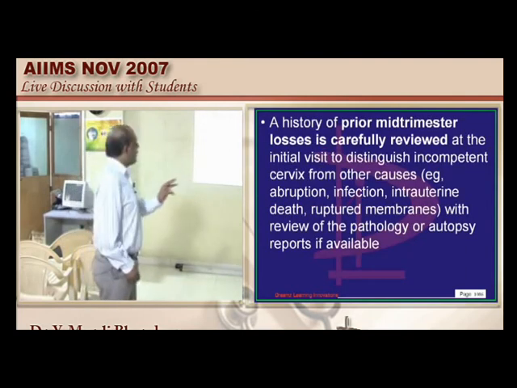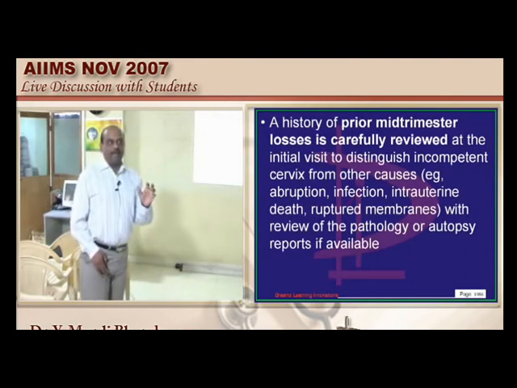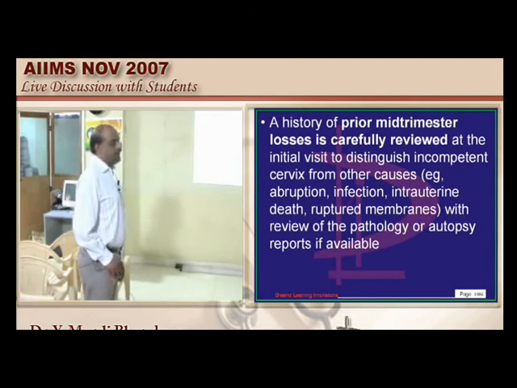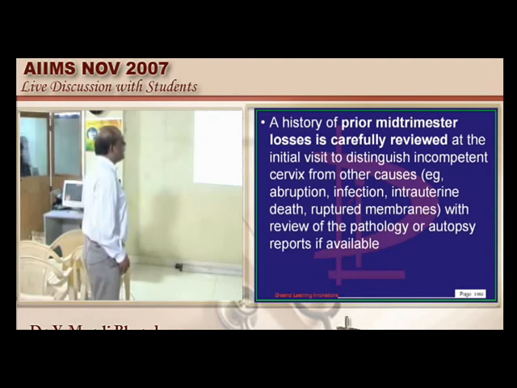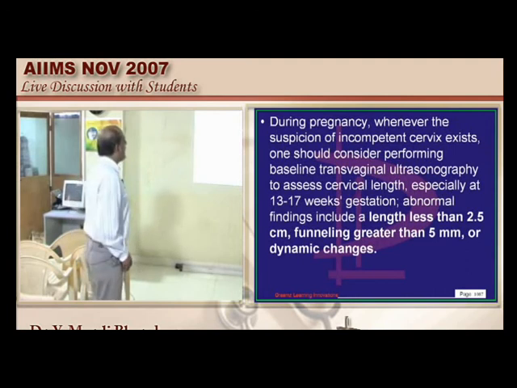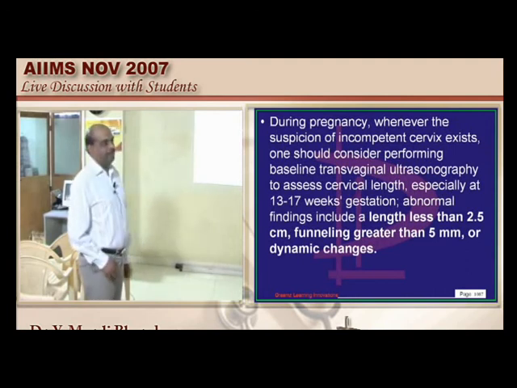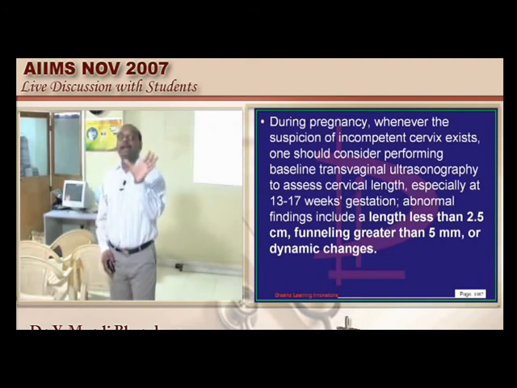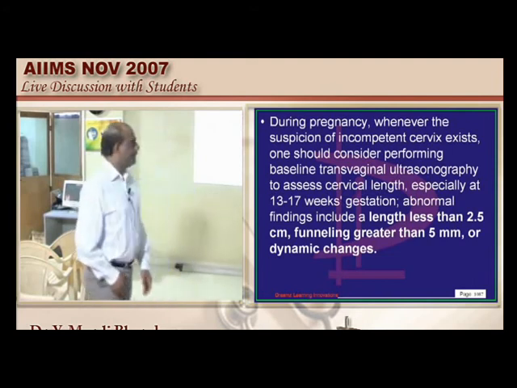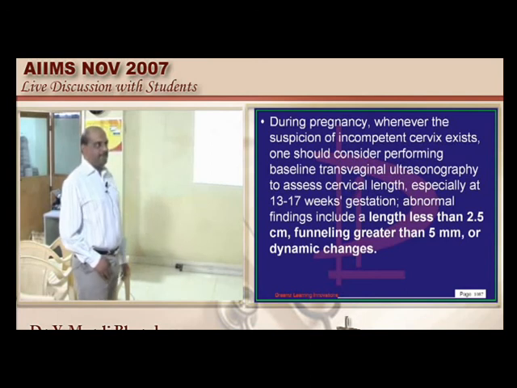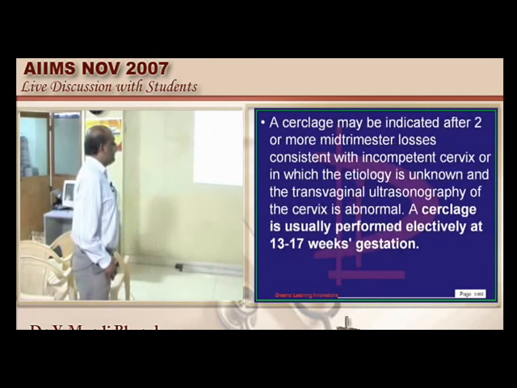So for the mid-trimester losses, if they are there, what are the differential diagnoses for the incompetent os? Even infection, intrauterine death, ruptured membranes, etc. must be kept in mind. Generally the 13th to 17th week of gestation is the time where the cerclage procedure is done. And before you do the cerclage, another favorite question of examiners, what are the criteria that need to be satisfied? Cervical length less than 2.5 centimeters and funneling greater than 5 millimeters are important prerequisites.